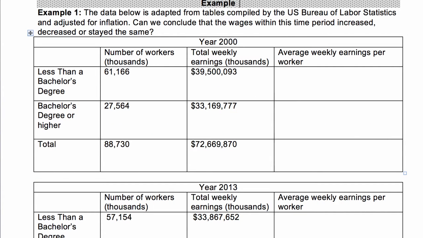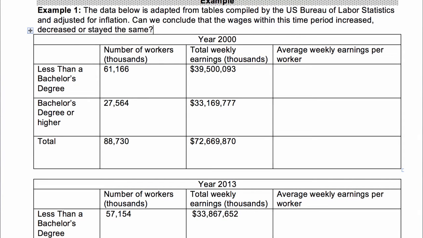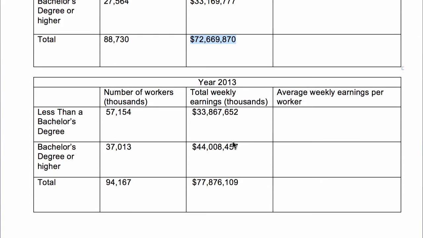Example 1. The data below is adapted from the tables compiled by the U.S. Bureau of Labor Statistics and adjusted for inflation. Can we conclude that the wages within this time period increased, decreased, or stayed the same? Let's examine the table below. Notice that the total weekly earnings in the year 2000 is lower than the total weekly earnings in the year 2013. So the total weekly earnings did increase during that time period.